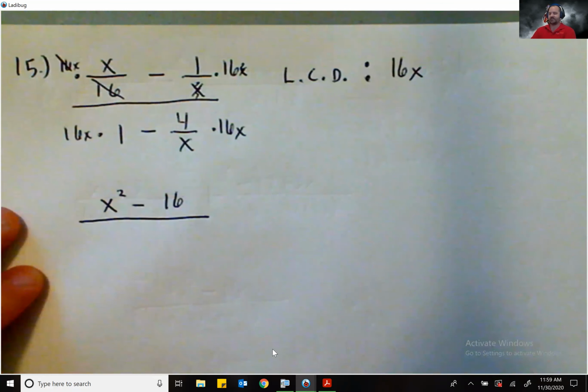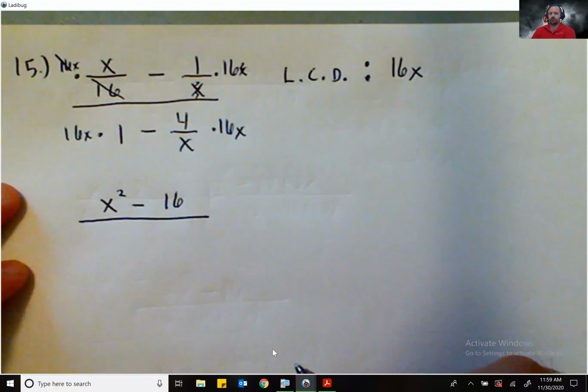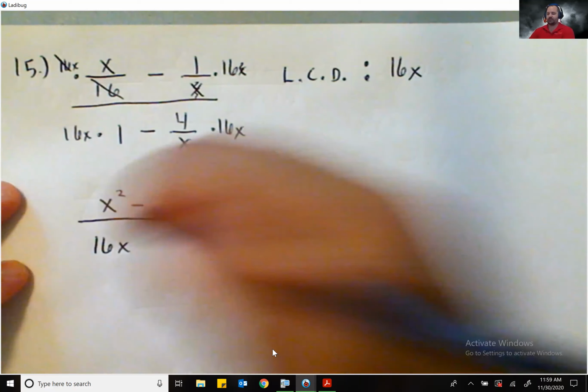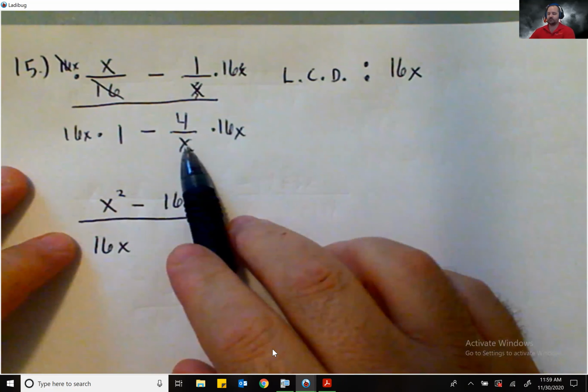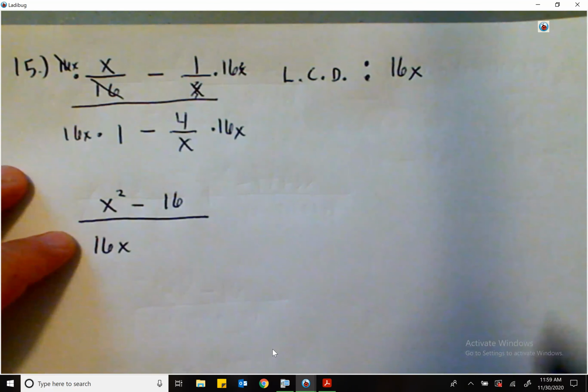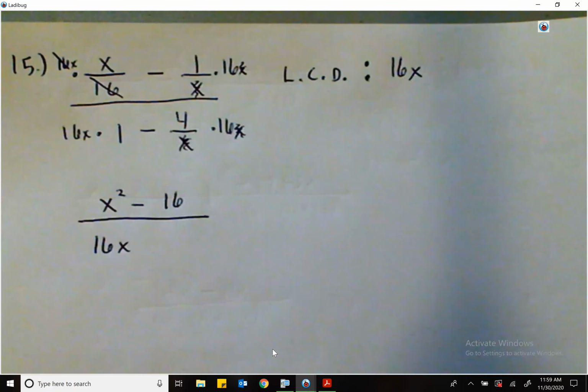What's going to happen between 16x and 1? It becomes 16x, no change. And what's going to happen between the 16x and the x? The x cancels out and you multiply the 16 by 4. 16 times 4 is 64.